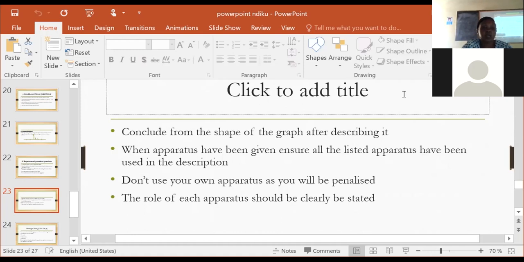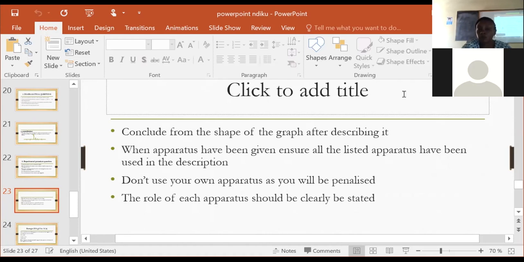When you are given apparatus, use all the apparatus which are given and don't use your own apparatus, otherwise you'll be penalized. The role of each apparatus should be clearly stated.